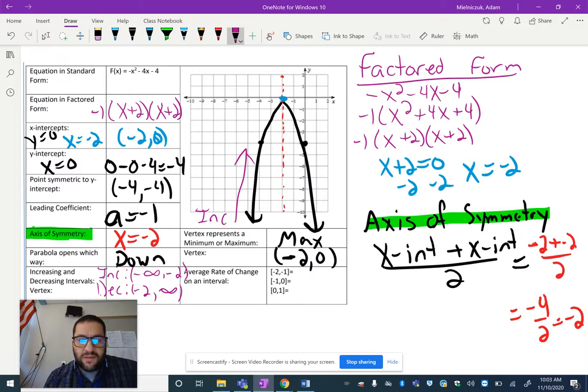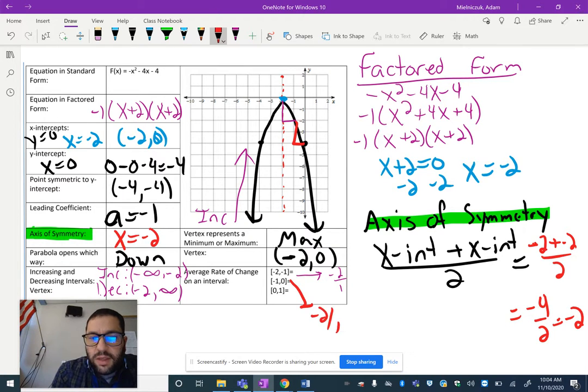All right, and the last thing, the average rate of change from negative 2 to negative 1. Well, at negative 2 we're at 0, so we're going down 2 over 1. So this would be negative 2 over 1. From negative 1 to 0, we're going down 2 again over 1, so negative 2 over 1 again.